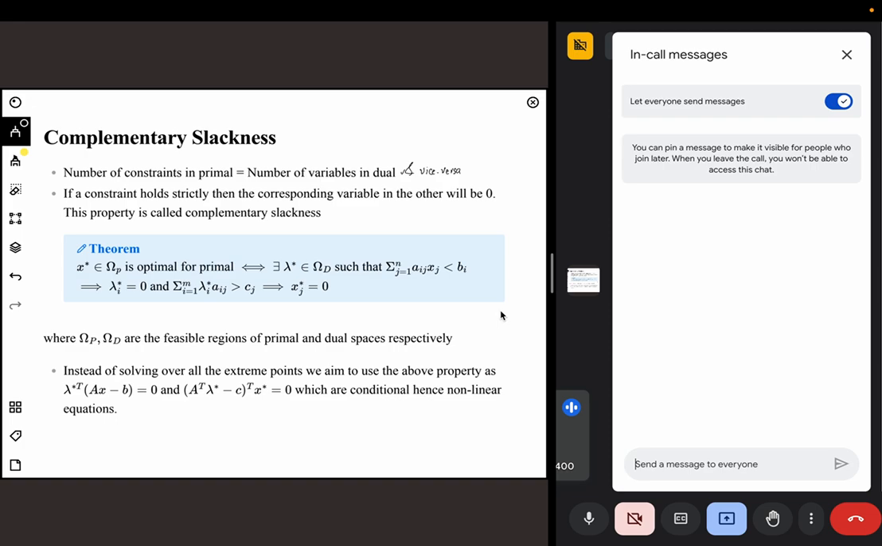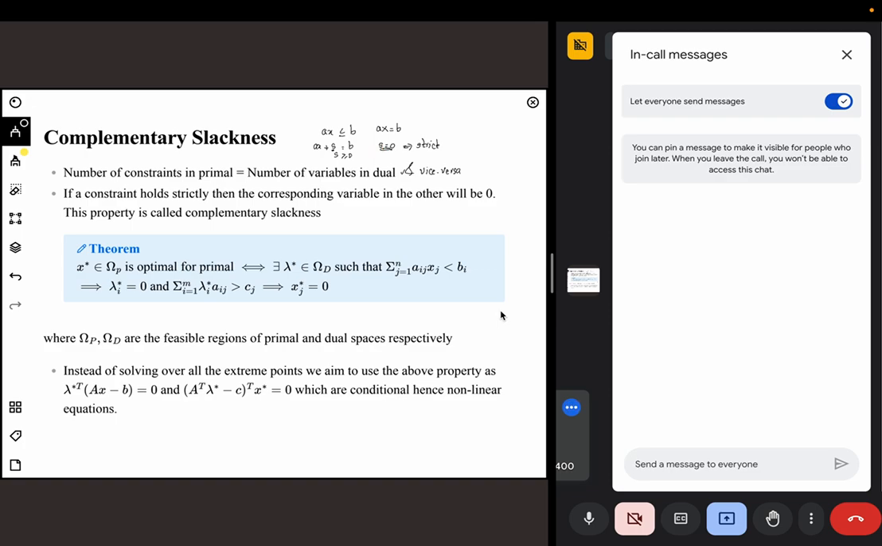So if a particular constraint holds strictly, then the corresponding variable in the other will be 0. What I mean by strictly is, let's say we have a constraint Ax less than or equal to b. Now holding strictly means Ax equal to b. Or to put it another way, previously we used to write it as Ax plus s equal to b and s greater than or equal to 0. So what we are saying now is s equal to 0. When this happens, we call that holding strictly. When a constraint holds strictly, then that particular s will be 0.